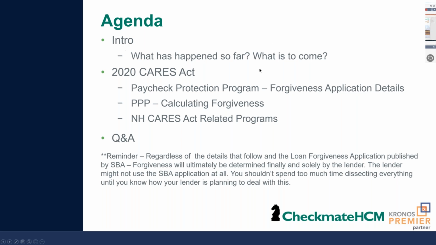So the agenda here, again, the HEROES Act is out there. We may see something come out of that, but it sounds like right now possibly a separate bill for the PPP program revisions, and it sounds like they're talking about an infrastructure bill now. So the 2020 CARES Act, again, I'm going to get into the forgiveness application details and a little bit of calculating forgiveness. I'm going to touch on the New Hampshire CARES Act related programs that the governor has been announcing. There's a whole array of different programs that are getting funded with additional money through the state of New Hampshire. And then we'll have about half an hour for Q&A so that we can give you guys some good answers to specific questions that are related to the context of your situations.